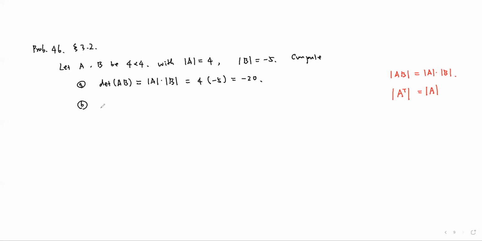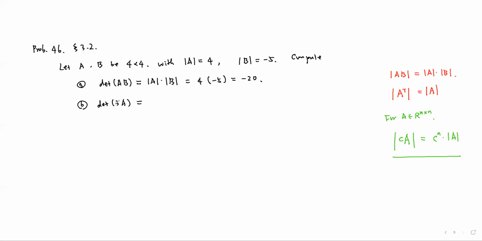Part B: determinant of 3 times A. What is that? We have a formula. For an n by n matrix, a number c times a matrix, then take determinant, is equal to c to the n times the determinant of A, where the size is n by n. All right, now I use this formula.